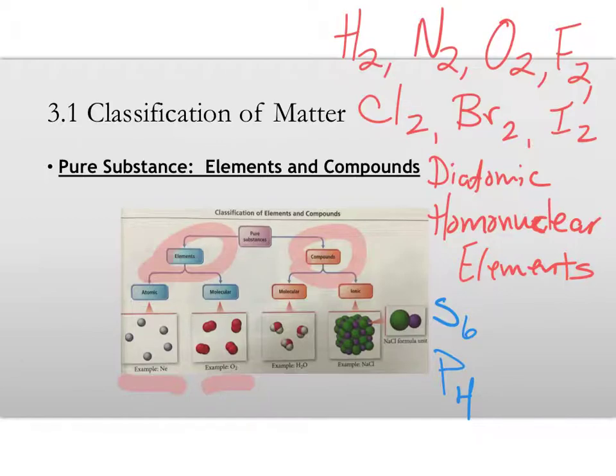Now, on the compound side, we have molecular compounds and we have ionic compounds. And we will definitely get to those later on. The bonding nature of those compounds are different. Molecular compounds share electrons, ionic compounds have a transfer of electrons. But we'll get to that again later on when we learn about bonding.